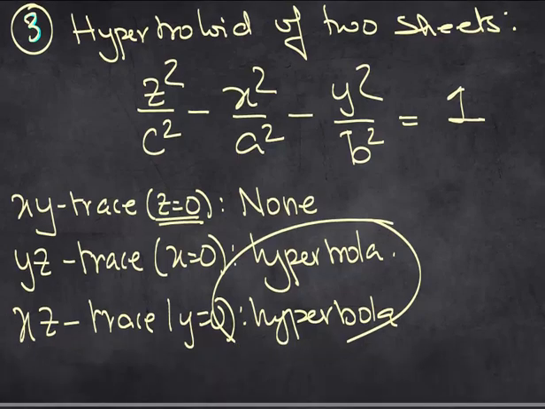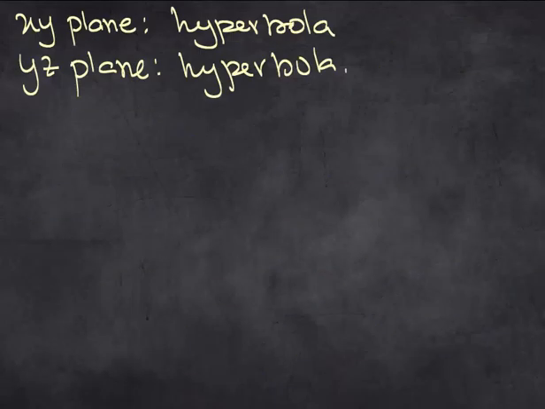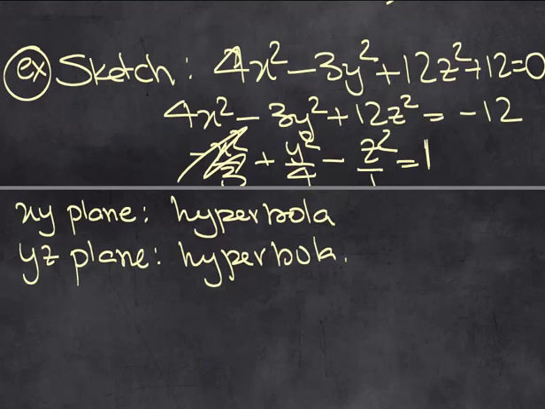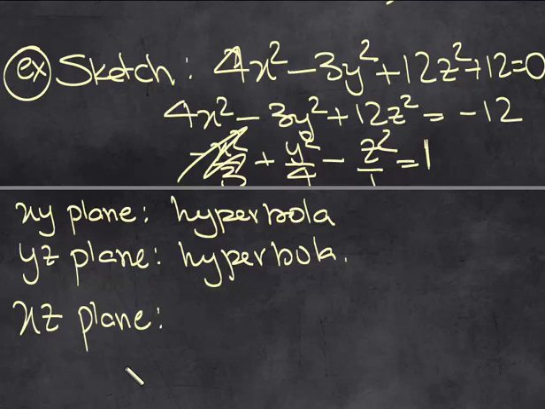You just have to decide whether it's one sheet or two sheets, and that depends upon how many negatives we have. How many negatives do we have here? 2, so it's going to be a hyperboloid of two sheets. But let me finish it. Oh, what is the last one? XZ plane. So what do we get in the XZ plane?